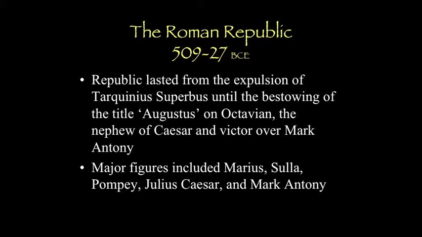When we begin talking about ancient Rome, some other key things that we need to know about the Republic. The Republic lasted from 509 to 27 BC, so we're talking about almost 4 centuries. This, again, as I mentioned earlier, begins with the expulsion of Tarquinius Superbus and ends when Octavian, who was the adopted nephew of Julius Caesar, receives the title Augustus, and by the way, essentially takes on all of the major governmental offices, and thereby becomes really the first emperor. Some of the major figures of this period include Marius, Sulla, Pompey, Julius Caesar, who we'll talk about later, and Mark Antony.